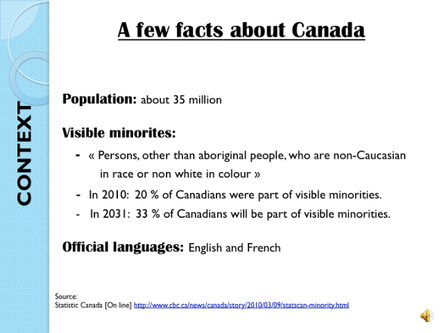To explain the context of the research, I begin with a few facts about Canada. In Canada, the population is about 35 million. Since the 1980s, there have been important demographic changes due in part to the importance of immigration. That brings us to talk about visible minorities. In Canada, visible minorities are persons other than Aboriginal people who are non-Caucasian in race or non-white in color. In 2010, 20% of Canadians were part of a visible minority. It is predicted that in 2031, one-third of Canadians will be part of visible minorities.